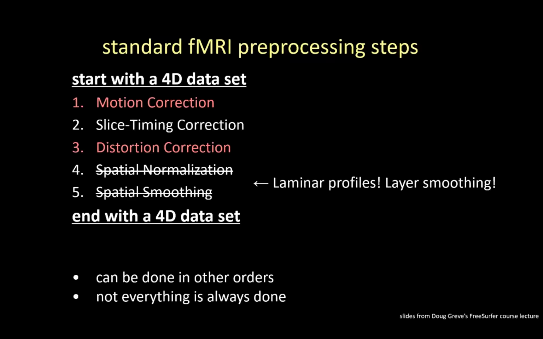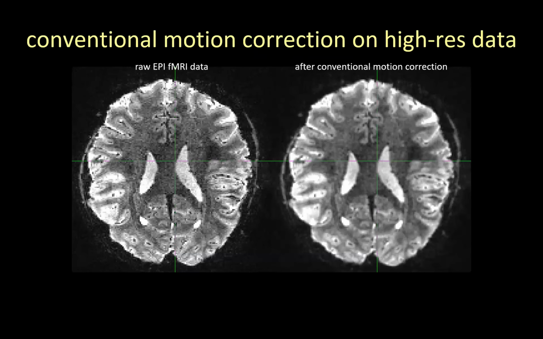Of these steps, I just want to talk about motion correction and distortion correction. Tyler talked about slice timing correction. There's not much difference between high-res and conventional. Tyler already mentioned the most interesting aspect: when we're doing 3D EPI, there may not be any slice timing correction needed. I just want to talk about these two, motion correction and distortion correction, which we do a little bit differently in laminar fMRI.